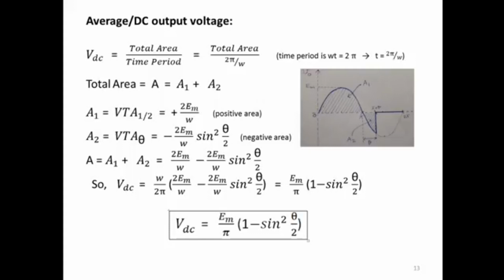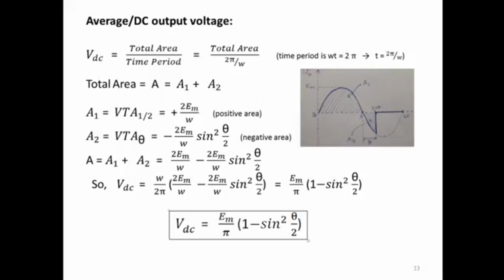But remember that this 2 pi is omega t. Omega t is equal to 2 pi. Here in this equation of VDC, we require the time period in seconds. So that is why, if omega t is equal to 2 pi, then t will obviously be equal to 2 pi by omega. That is what we will put in place of the time period.